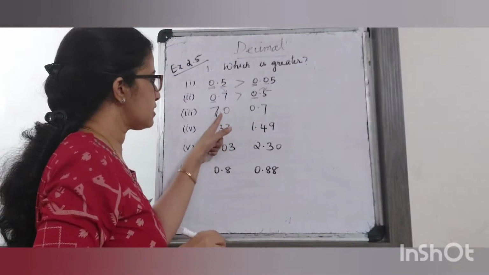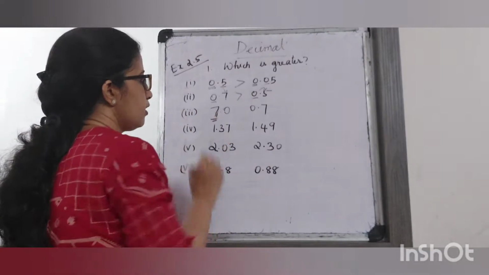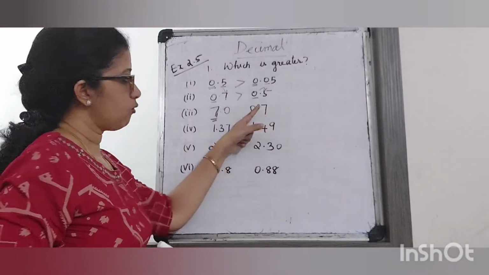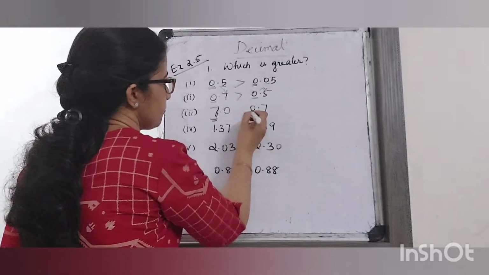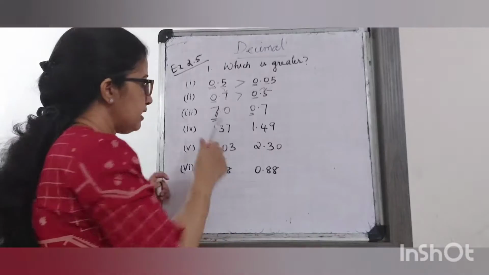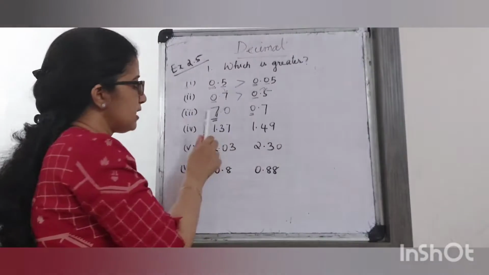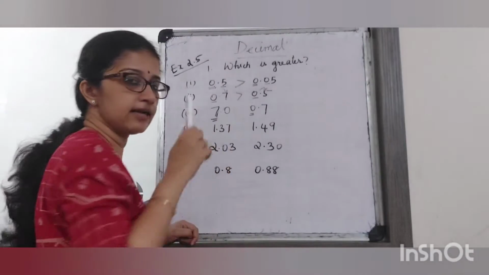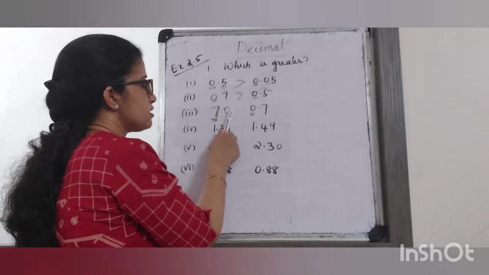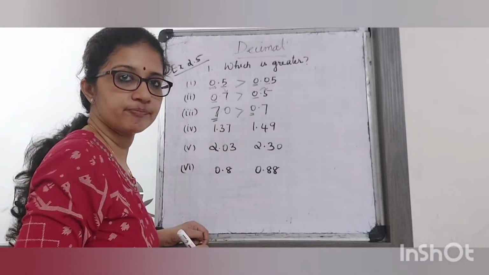What is the digit towards the left hand side of the decimal? It is 7. What about the second number? What is the digit towards the left hand side of the decimal? 0. So here itself one is 7 and one is 0. Okay. So which one is greater? 7 is greater. So in the first step itself we can conclude that 7.0 is greater than 0.7.